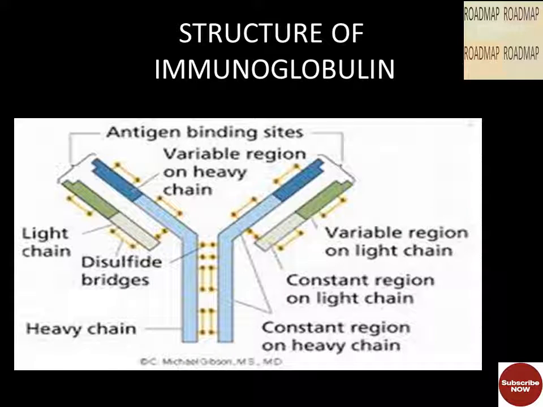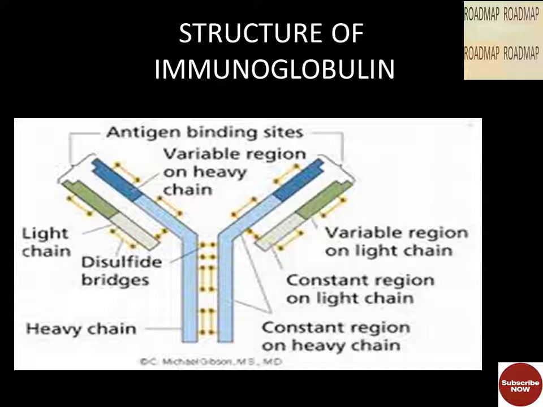Now what is the structure of immunoglobulin? This is how a structure of immunoglobulin looks like. Now the immunoglobulin molecules consist of two heavy chains and two light chains. Heavy chain has got molecular weight of 53,000 to 75,000 each, and two identical light chain has got molecular weight of 23,000 each, and it is held by disulfide bridges, and also the non-covalent interactions.